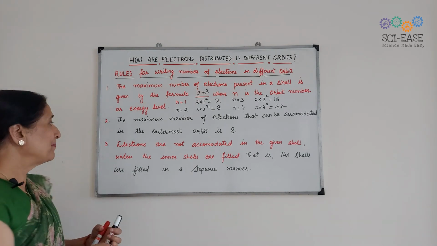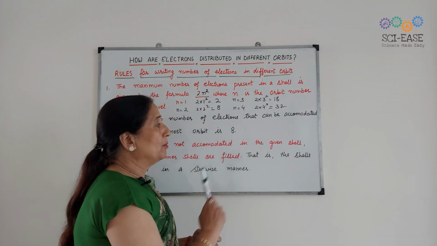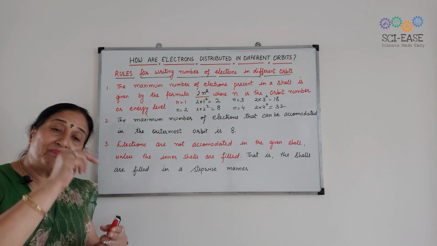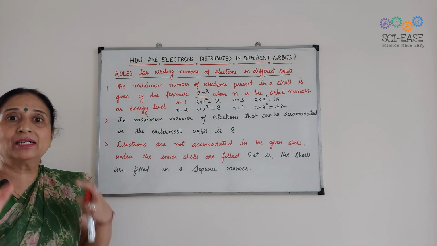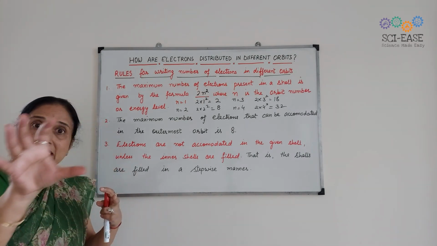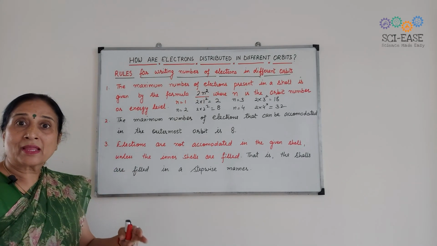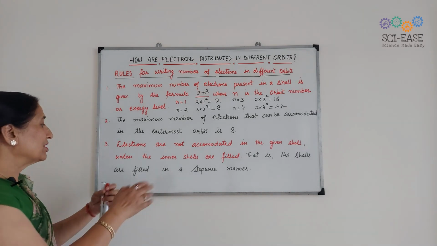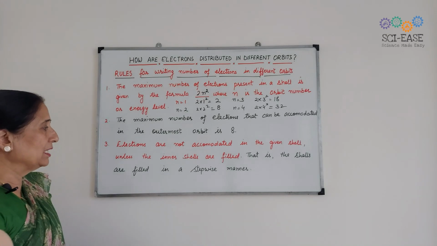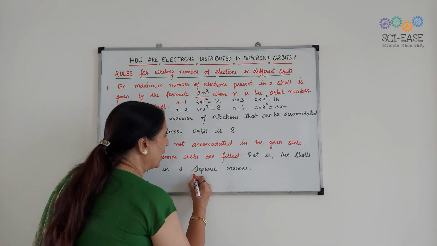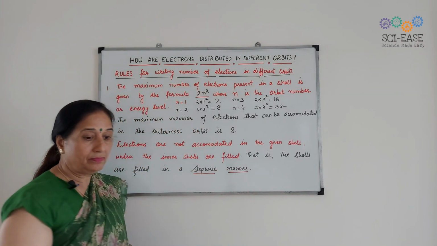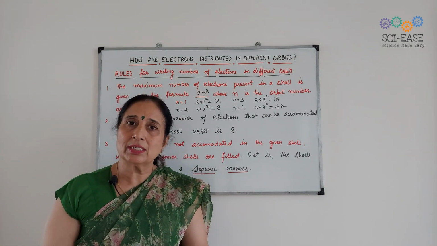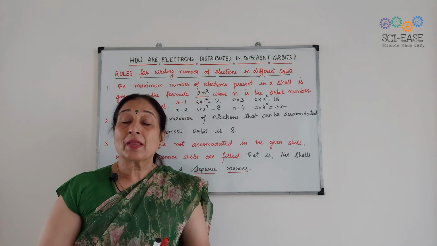Very important. Electrons are not accommodated in a given shell unless the inner shells are filled. पहले inner shells fill करने हैं, फिर उसके बाद अगले shell पे जाएंगे. This means that the shells are filled in a stepwise manner. So these are the 3 rules to accommodate electrons in different shells.